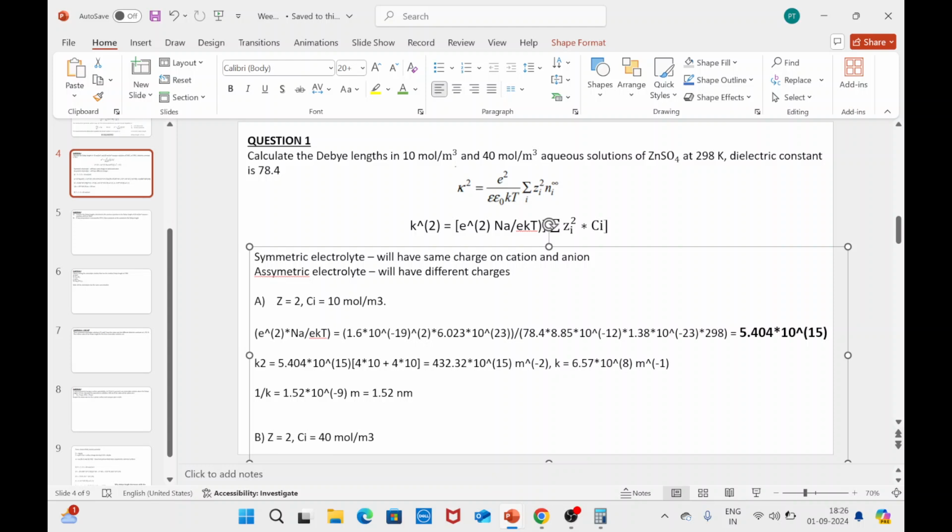From this problem onwards, we will be taking this Na e square by epsilon kT as 5.404 times 10 to the power 15 in all cases of aqueous solutions at 298 Kelvin. However, if there is some other specification given in the question, for example if the temperature is changing, or if the solution has a different dielectric constant, then please calculate this value once again.